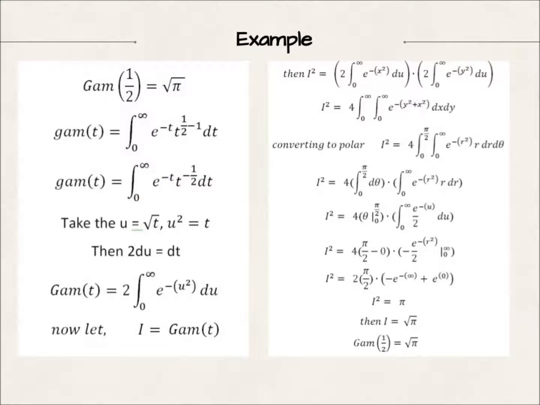Here it is required that we prove that gamma of alpha equals 1/2 is equal to root pi, or radical pi. We can begin by substituting alpha equals 1/2 in the previous equation, which upon simplifying becomes the integral from 0 to infinity of e^(-t) t^(-1/2) dt. To solve this integral, we now use the u substitution where t equals u squared and 2u du equals dt. We transform this integral into 2 times the integral from 0 to infinity of e^(-u squared) du.